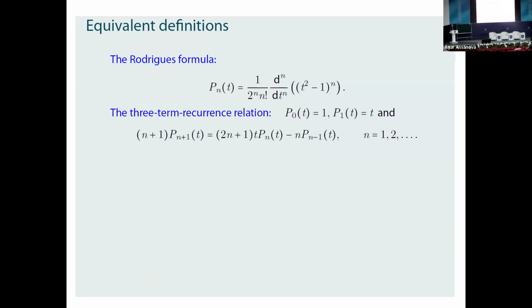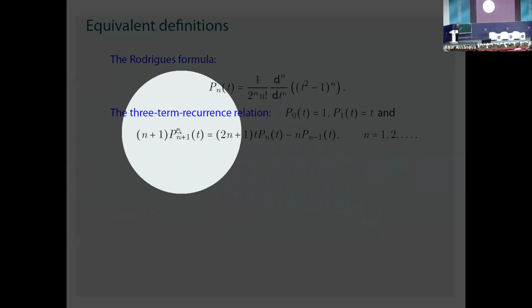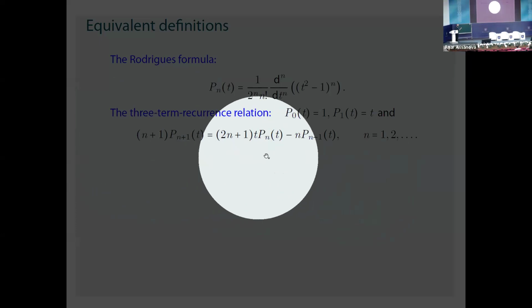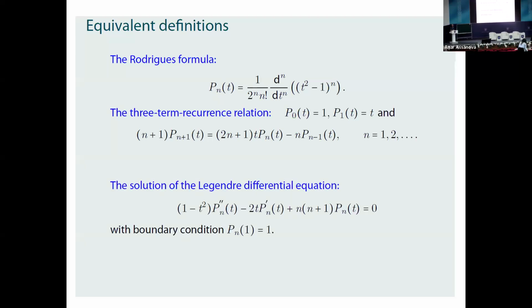Okay, now we have the three-term recurrence relation. If you define it by P0 and P1 and the corresponding recursive relation of this kind, you can compute in this way every following Pn plus 1 if you know Pn and Pn minus 1. Very important relation. And you also have these polynomials as one of the two solutions of the Legendre differential equation. This differential equation has two solutions, one bounded and one unbounded, and the polynomial one leads to these Legendre polynomials.